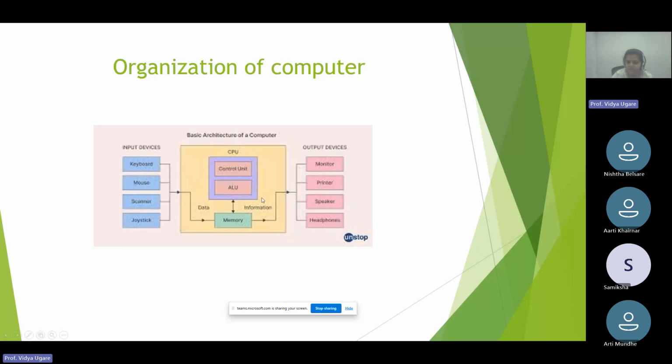Now this is the structure of your computer, where the control unit and ALU always require memory. What you give as input is data, but what you get as output is information. Where do you get this output? On a monitor, printer, speakers, or headphones. Whatever these devices are, they are called output devices.